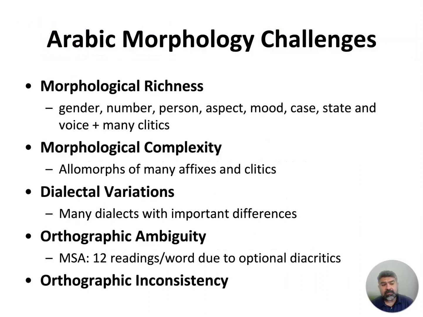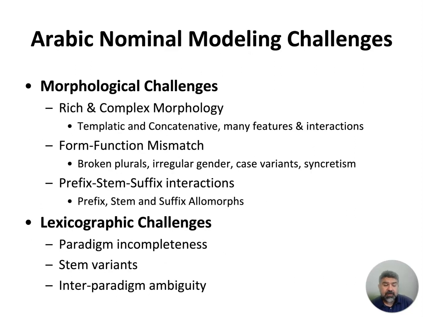So Arabic morphology has a lot of challenges, such as its richness, its complexity, the multiple dialectal variations, as well as orthographic ambiguity and orthographic inconsistency. Specifically, when we talk about nominals, we're going to focus on morphological challenges like the rich and complex morphology, particularly templatic and concatenative morphology and interactions between these different features, as well as the form function mismatch problems such as broken plurals, irregular gender, different case variants, and syncretism.